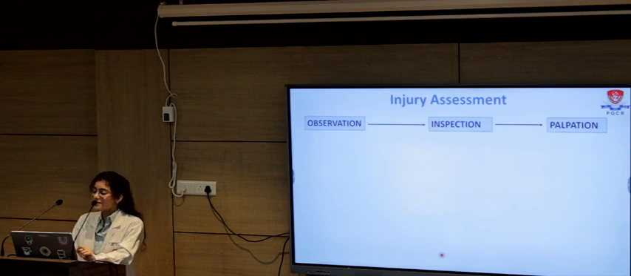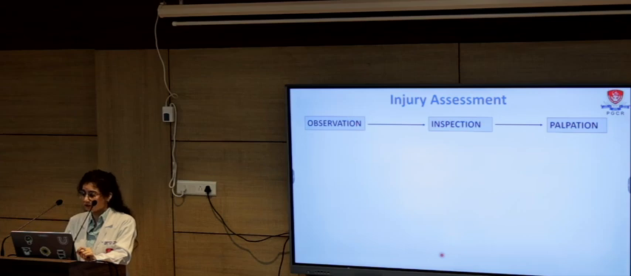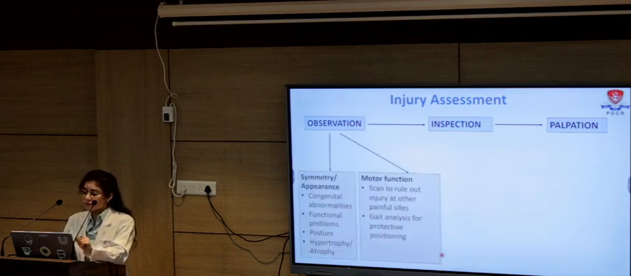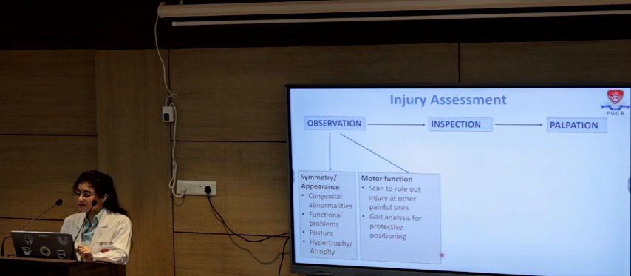The slide explains the next three important steps in injury assessment, that is observation, inspection, and palpation. We start with observation, which includes checking the athlete's state of consciousness and body language. This gives us immediate insight into their general condition and possible severity of the injury. Here we focus on symmetry and appearance. We also observe motor function, including posture, gait, or any functional limitation.